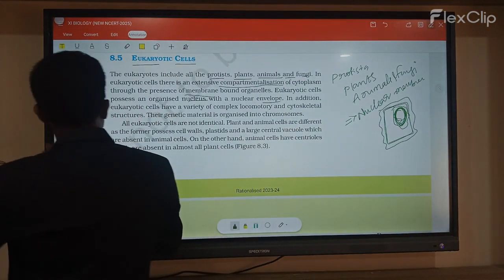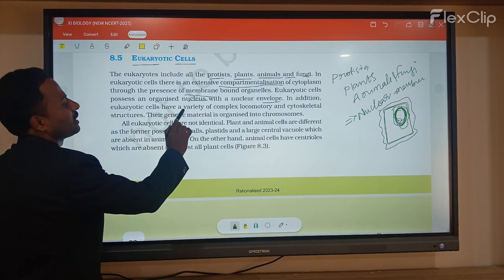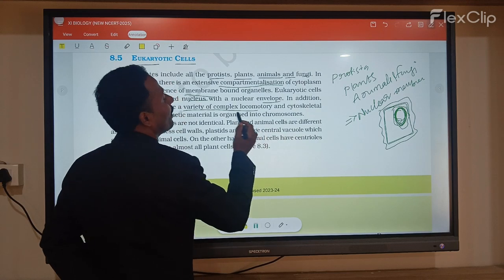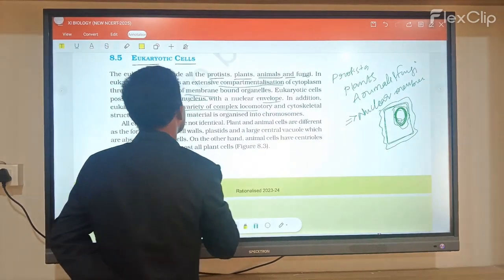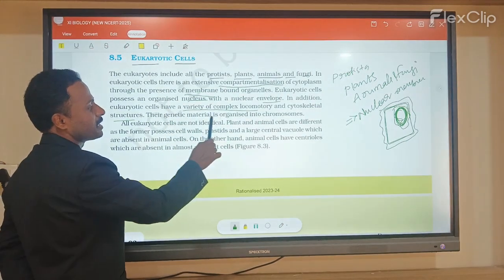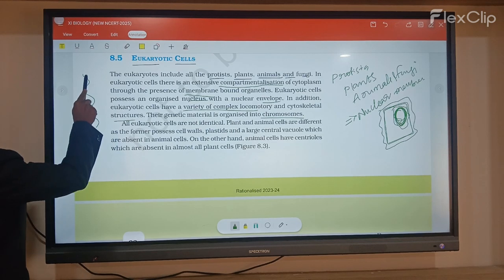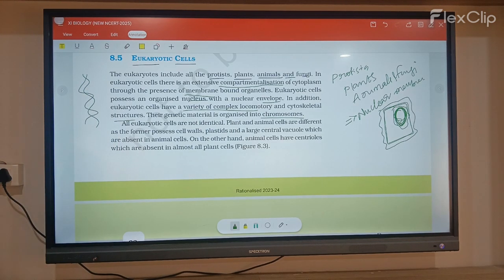Now, in addition, eukaryotic cells have a variety of complex locomotory and cytoskeletal structures also present. The genetic material is organized into chromosomes.